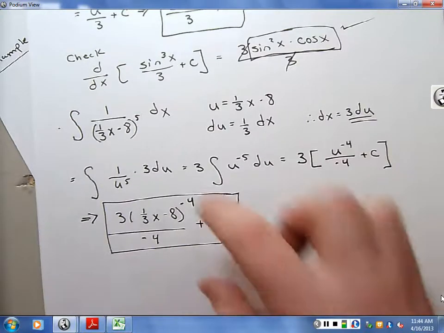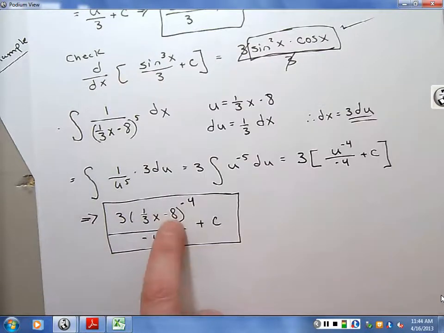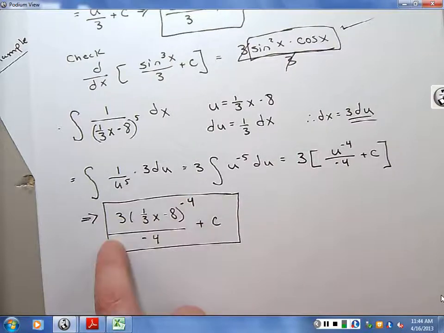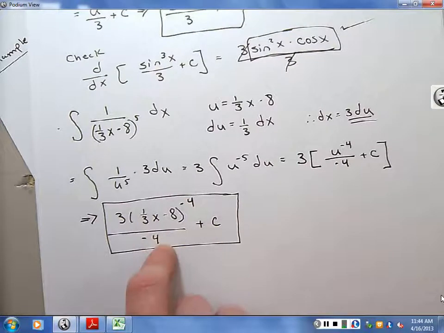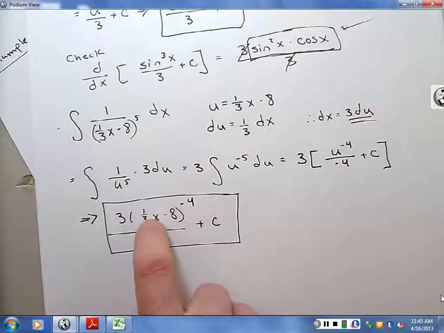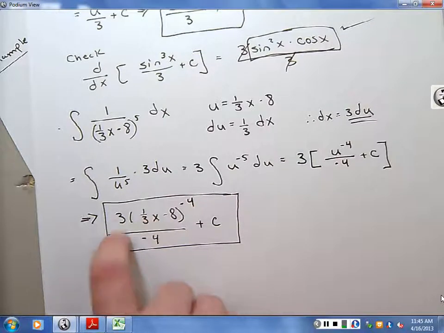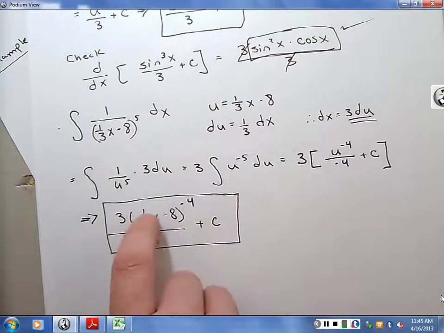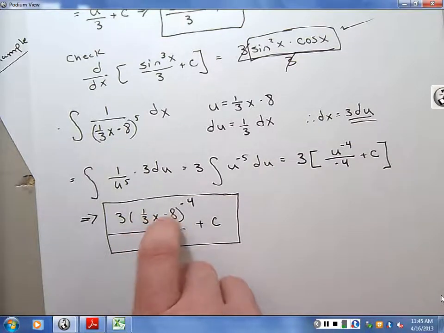I can check my work. If I take the derivative of this, I have minus 4, which is going to cancel with minus 4 on bottom. (1/3 x minus 8) to the minus 5 times the derivative of the inside, which is a third, so that 3 cancels. And I end up with (1/3 x minus 8) to the minus 5, which is exactly what I had here.